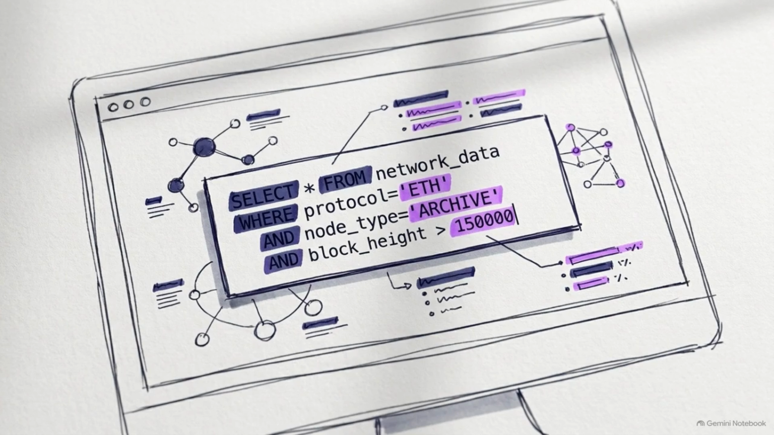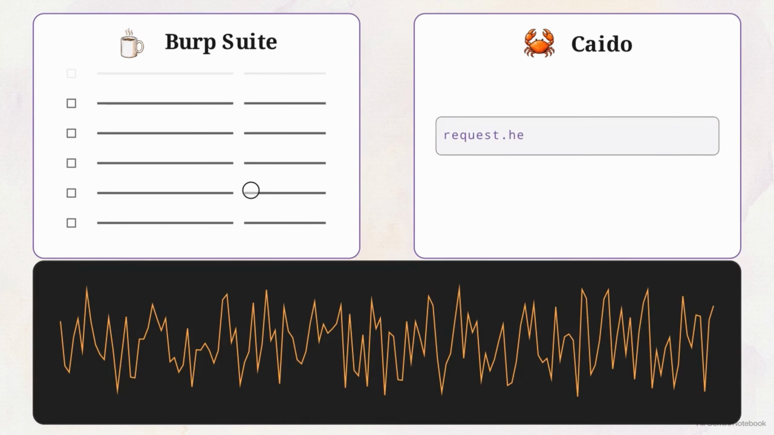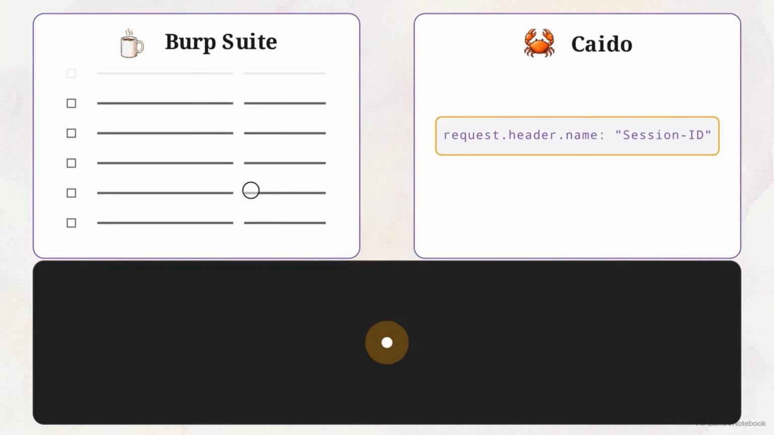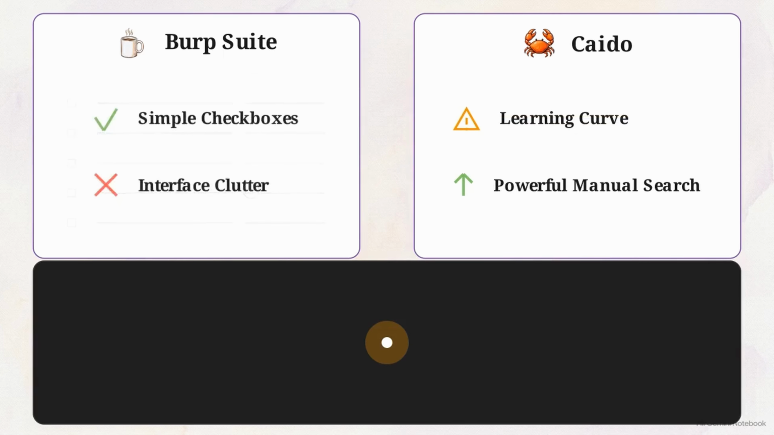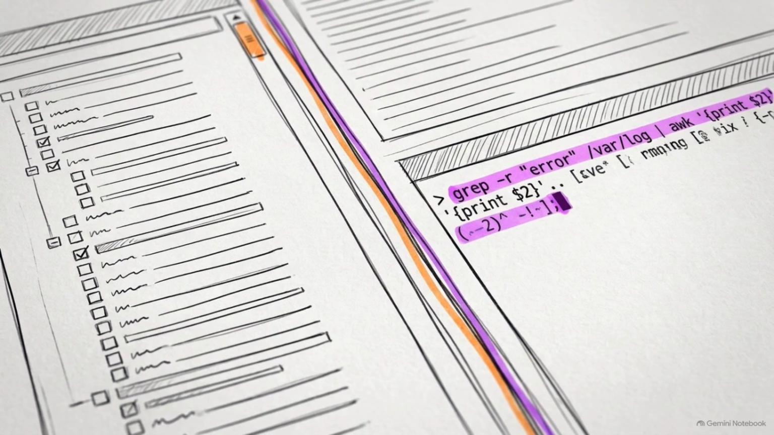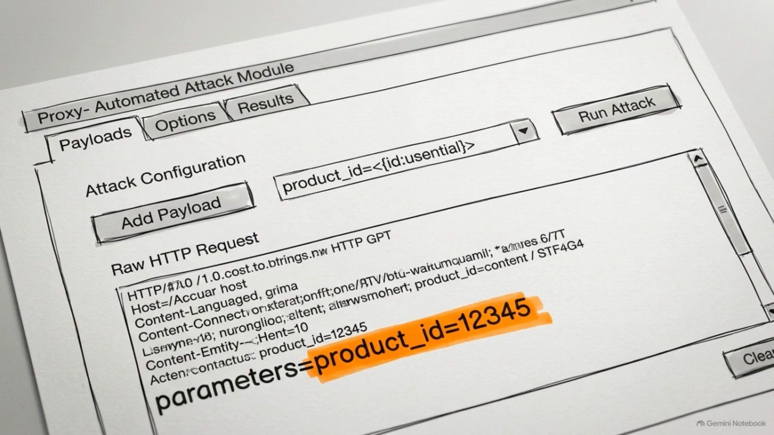Caido handles this traffic differently by using its own query language called HTTPQL. Instead of scrolling checkboxes, you type syntax to isolate exactly what you want, like specific session tokens or domains. But you must learn this query language, trading Burp's simple checkbox filters for a powerful manual text search. Your preference here comes down to which type of friction you tolerate better. You can manage Burp's heavy resource usage and strict scoping rules, or invest the upfront time to learn a new query syntax in Caido.